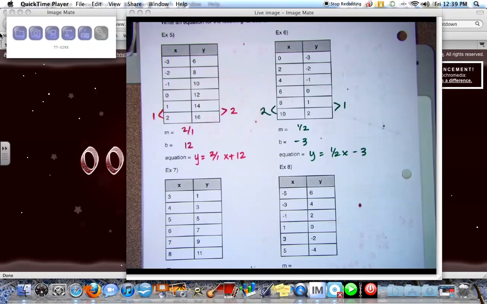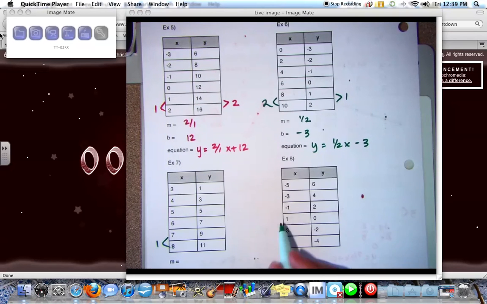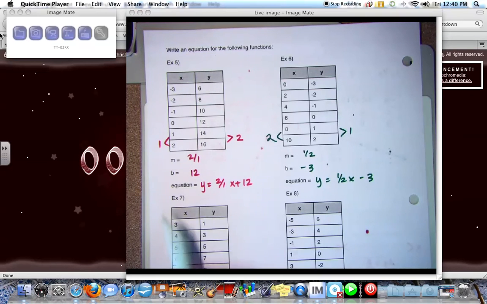Example 7. What do you notice happening with the x's? Increase by 1. Okay? And the y's? Increase by 2. So that means our slope is? 2. Y-intercept? Negative 2? It's not on here. How are you finding it? You subtract 3 from 1? Isn't it negative 5? When did you subtract 3 from 1?